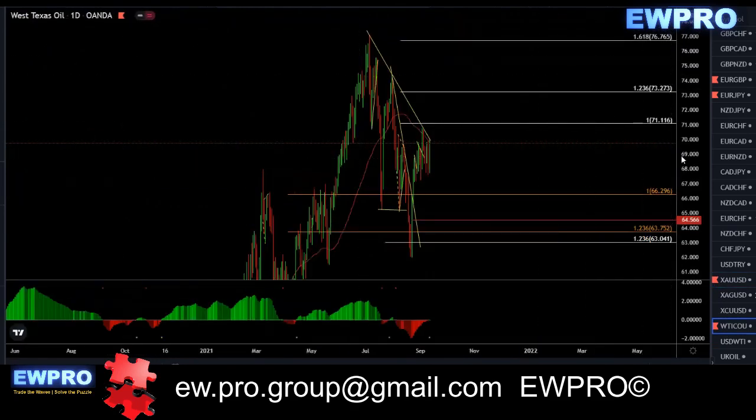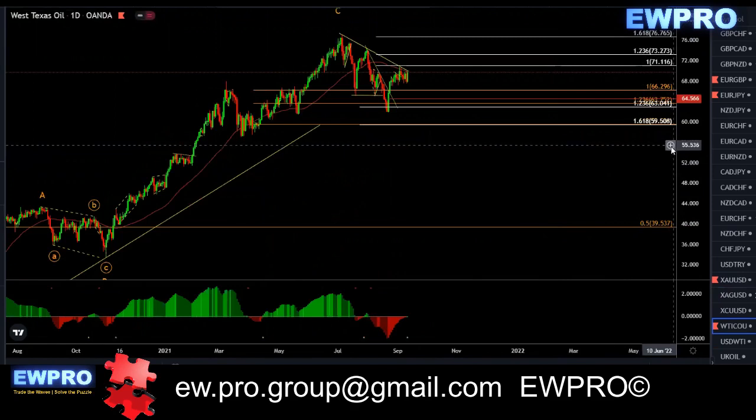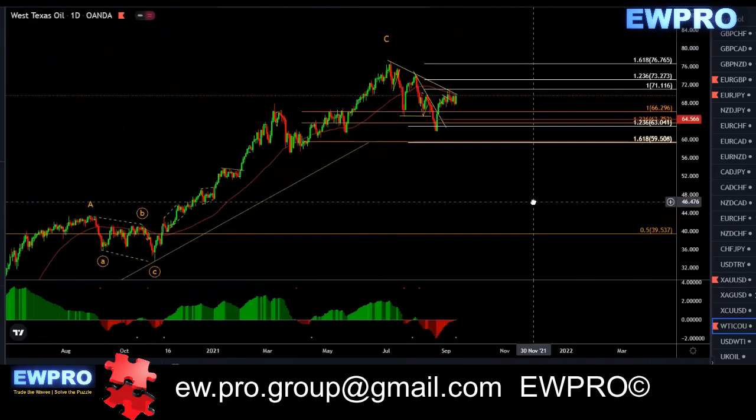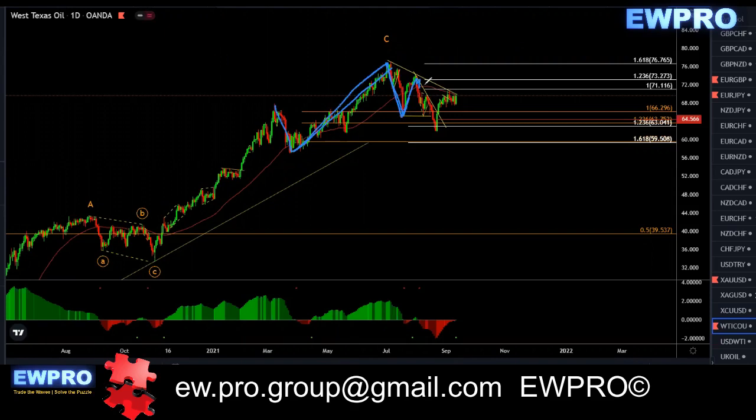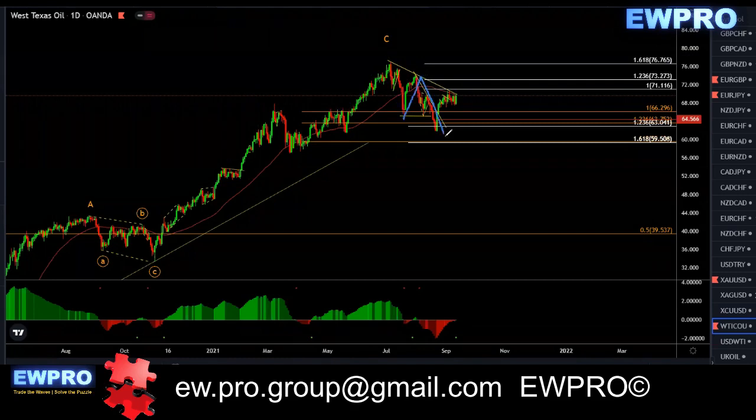WTI on the daily. We were looking at all this as a B wave. But then we got this in here, and if this was a B, C, like I said, we should get a bullish setup in here and then go and break the top. Instead, we got all this. So we're looking at it as a possible A, B, C, and then more downside.